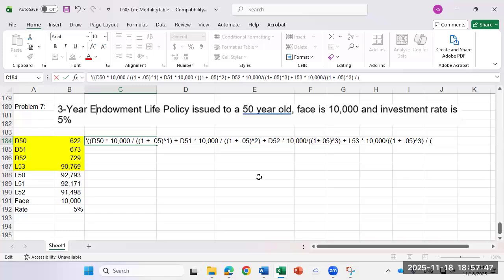It's going to look exactly like we've seen before. L50 plus L51 divided by 1 plus 0.05 to the first, plus L52 divided by 1 plus 0.05 to the second. All right.